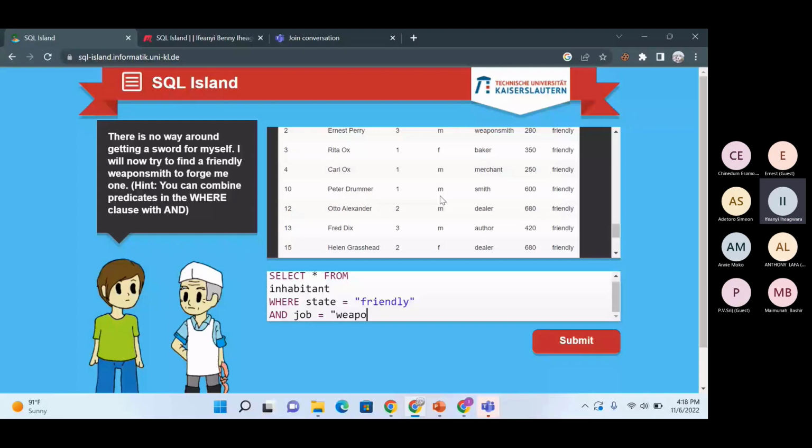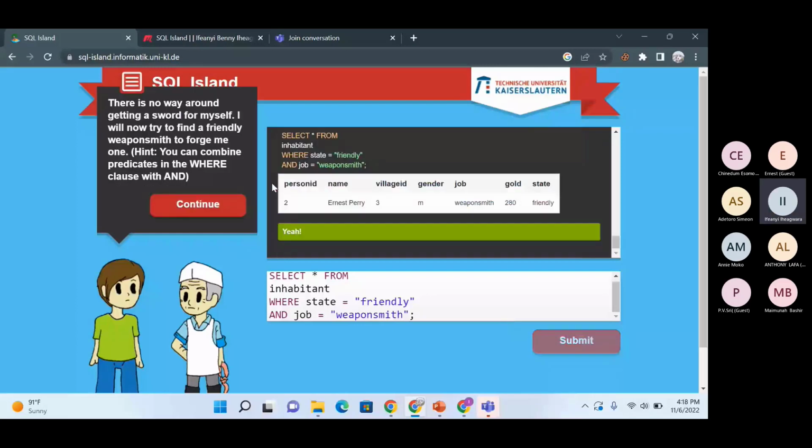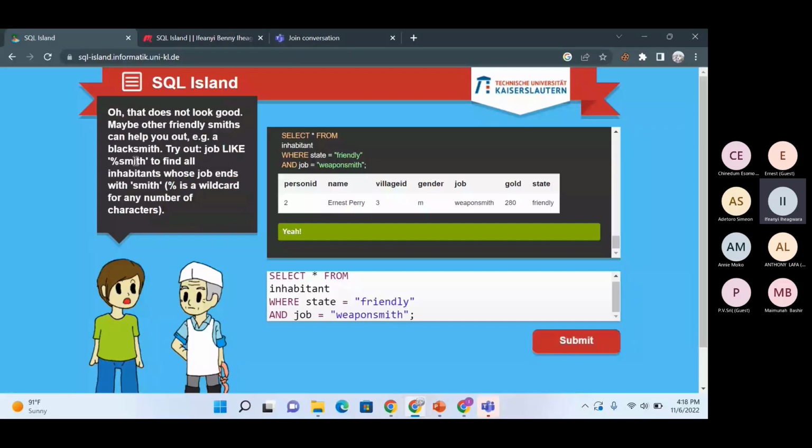So I close the question and you can use this to close your query and submit it. Okay. But at the moment there's only one weapon smith, and he wants to find out those that also have, maybe they're not exactly a weapon smith, but maybe they're either a blacksmith or any kind of smith actually.